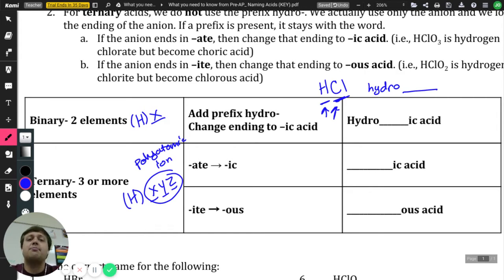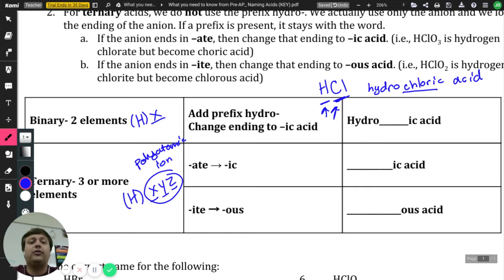Then I'm going to name my anion. So my anion here is chlorine, okay? But remember, with an acid, we're going to change the ending to ic. So this is hydrochlor, and we change that ine to ic. So this is hydrochloric. Well, hydrochloric what? This is hydrochloric acid, okay?